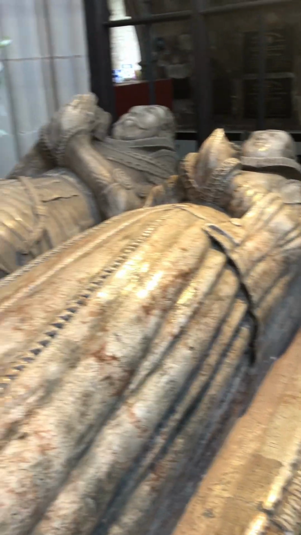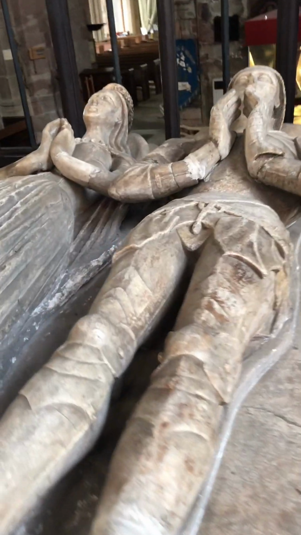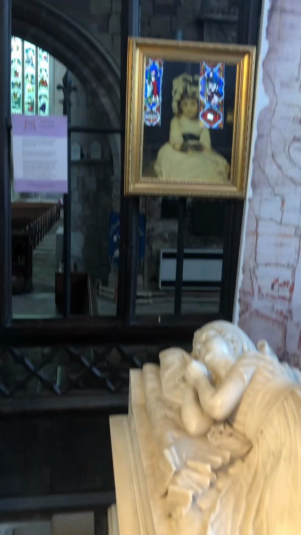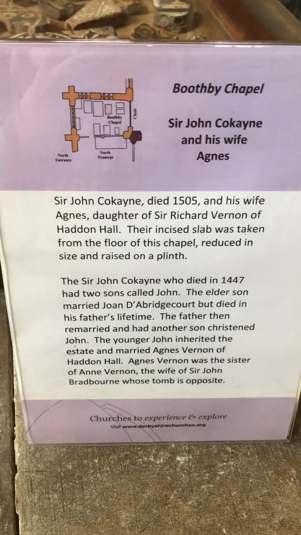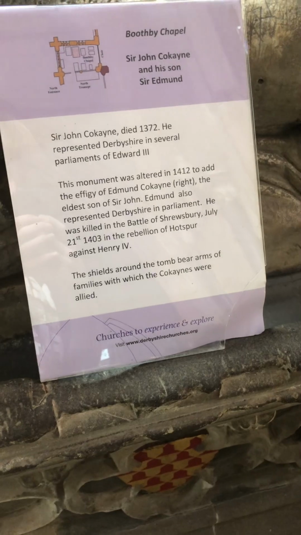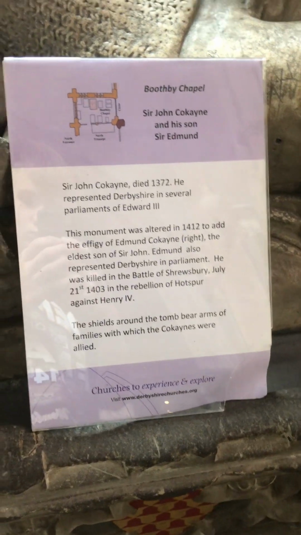These are people that have died in Ashbourne hundreds of years ago. Next to them are interesting facts about who they are. It tells you their names and what year they died and what they did in Ashbourne. And some of the streets are named after these people.